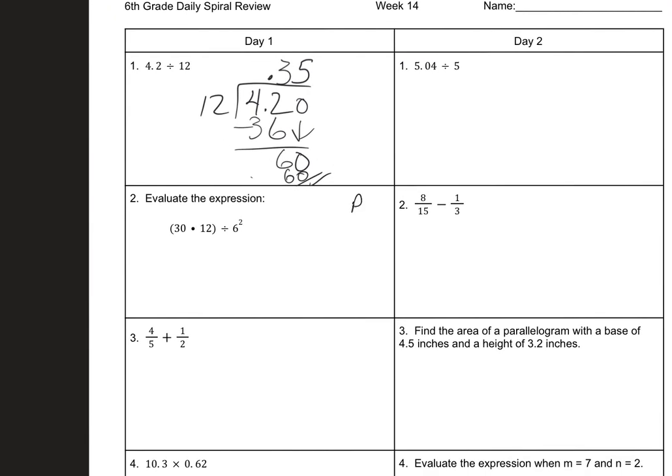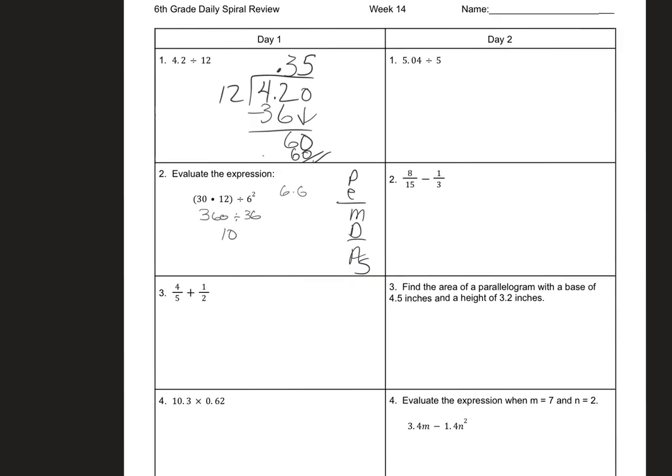Problem 2 is an order of operations problem. We're looking for parentheses or exponents, and we have both, so work your way from left to right. We have the parentheses first, so 30 times 12 gives us 360. We're going to divide 360 by 6 squared, which is 6 times 6, which is 36, and we find that our answer is going to be 10.